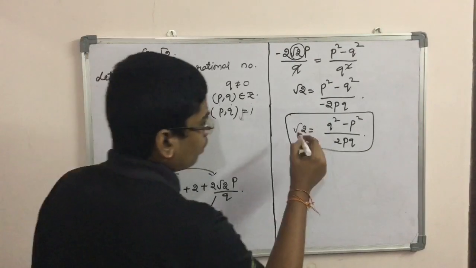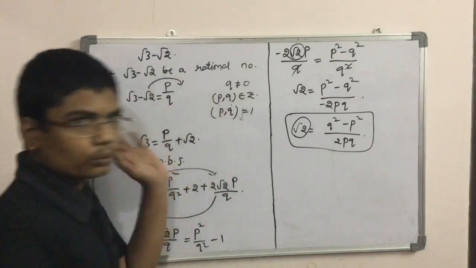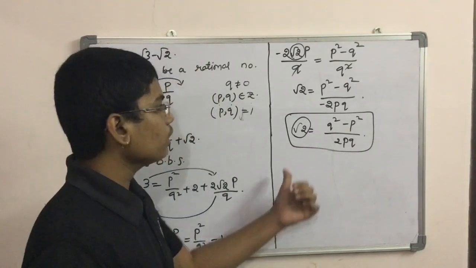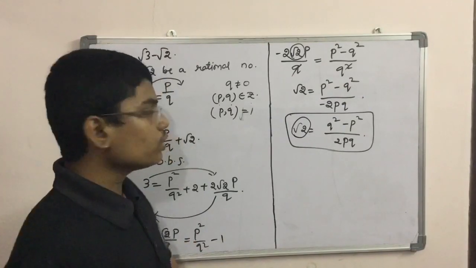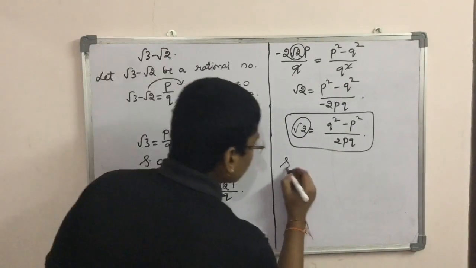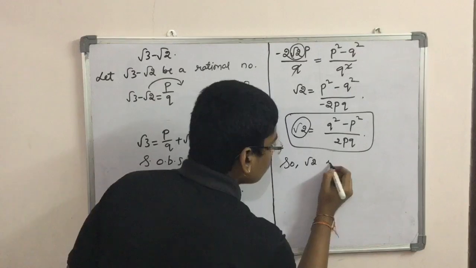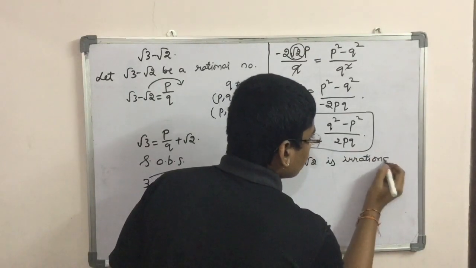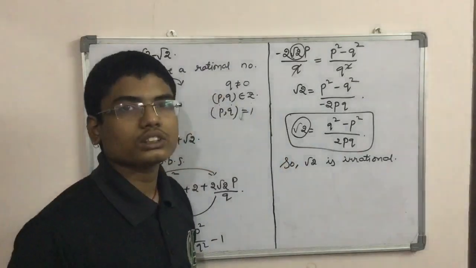But we all know that root 2 is irrational. We have proven it, or we can prove it here also, whenever we have time. So root 2 is irrational. Now all the other steps are the same.